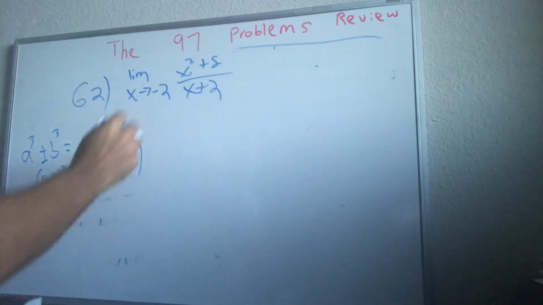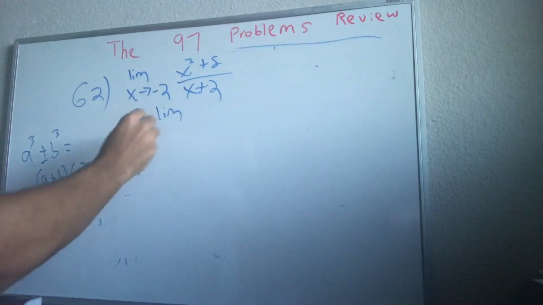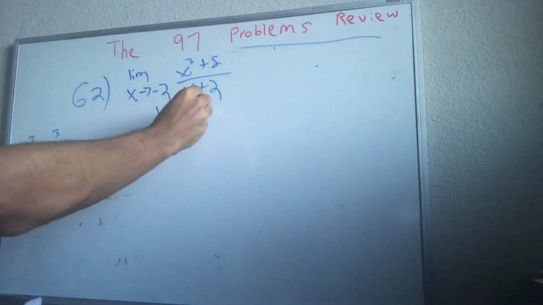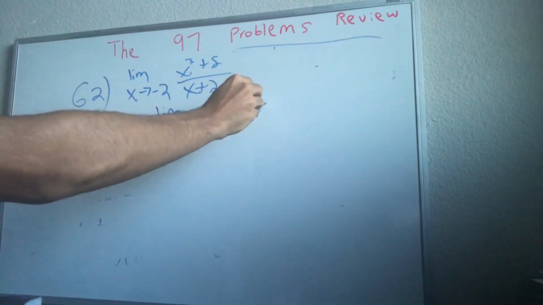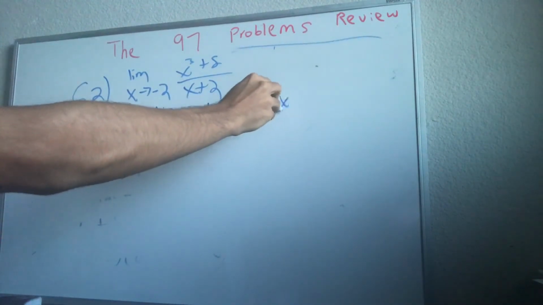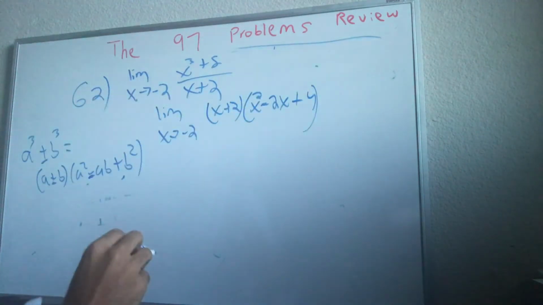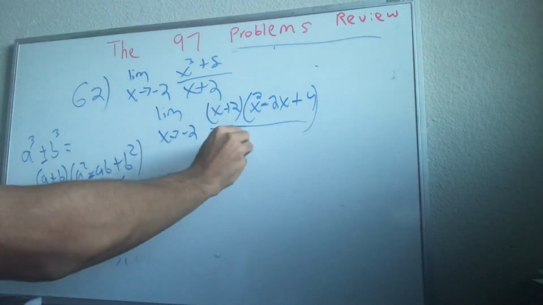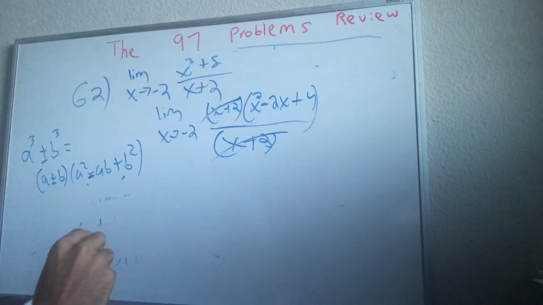So here we can factor this out. Using this identity, we should realize that this is just (x + 2) times (x squared minus 2x plus 4). So this is how we have simplified this, and obviously we have x + 2 in the denominator. Again, this is a good thing because our x + 2's cancel out.